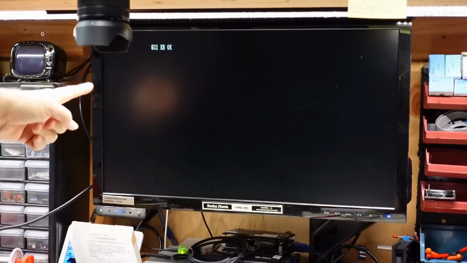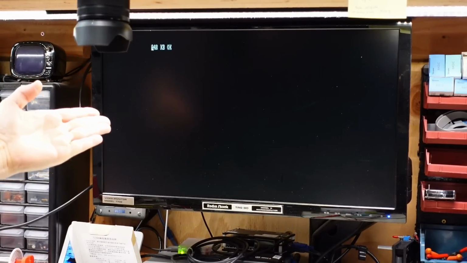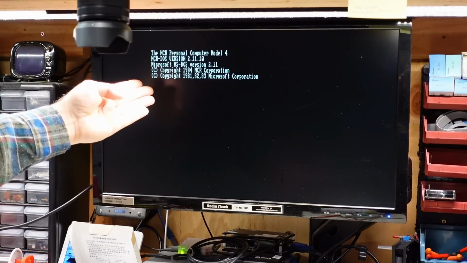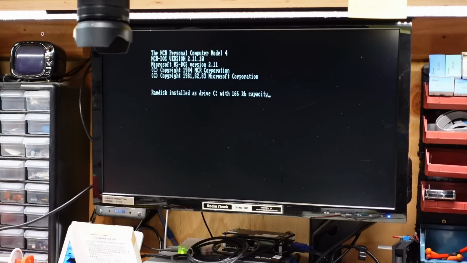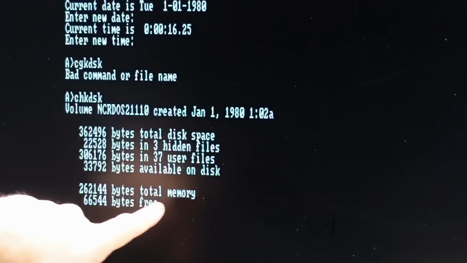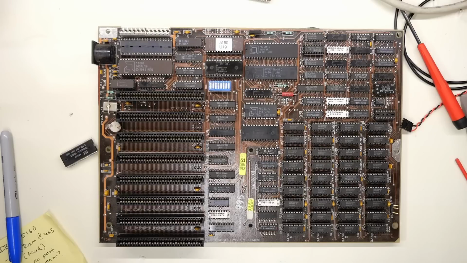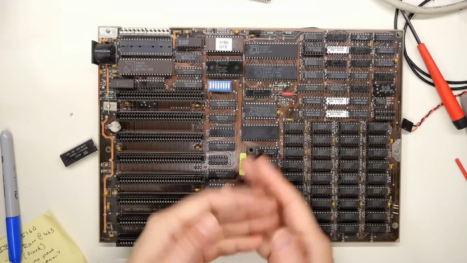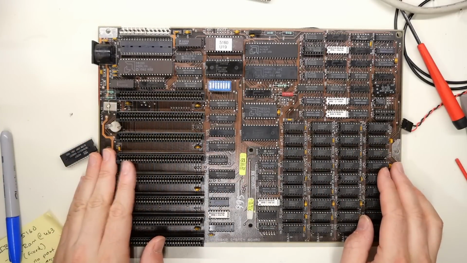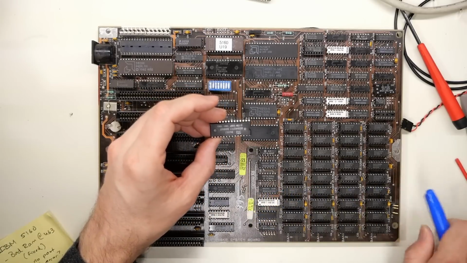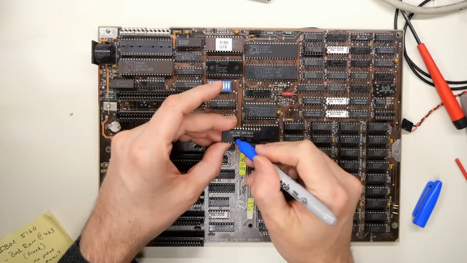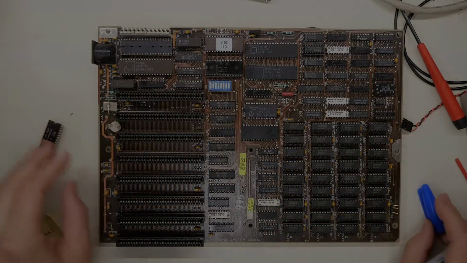There it is, counting up the RAM. Look at that. When I wasn't paying attention, I think it got to 256K. Let's run check disk to see how much free memory there is. There it is, 256K of total memory. And there we have it. One fully functional IBM 5160 motherboard where the only fault was this failed ROM chip. So it gets the big old X on there.